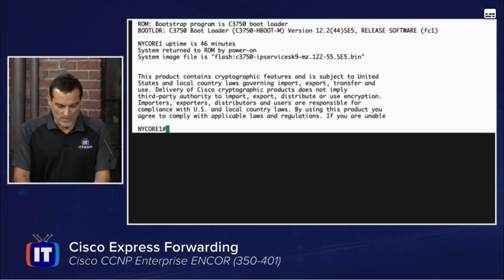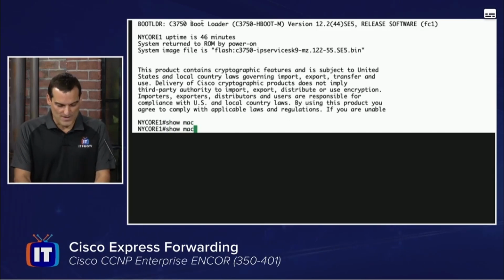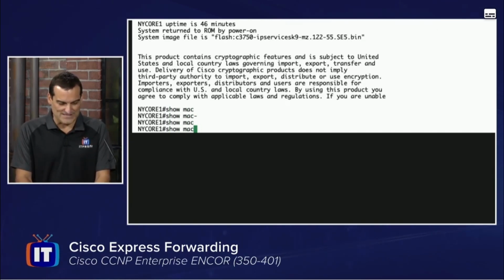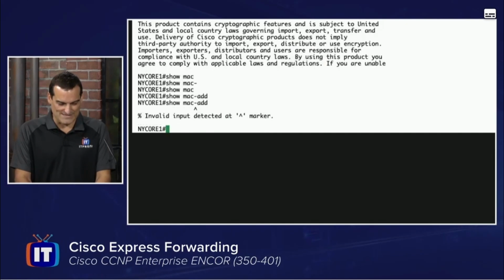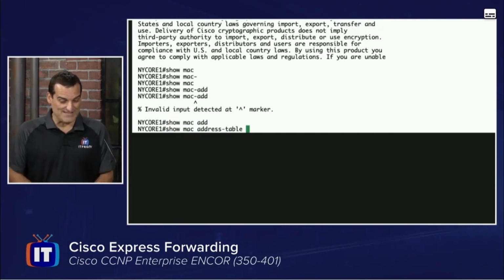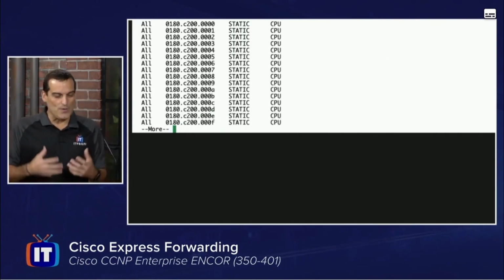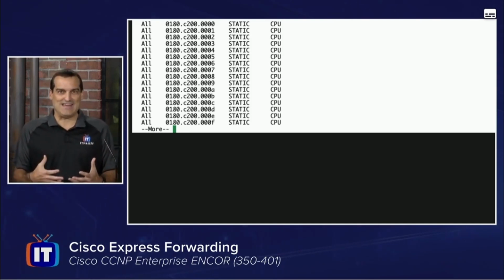And when we do a show, what is it? Show MAC address-table. Why isn't it liking that? Let's see. No dash in between the MAC and address. Thank you. It varies from device to device. Yeah, it drives you nuts. So there's the MAC address table.